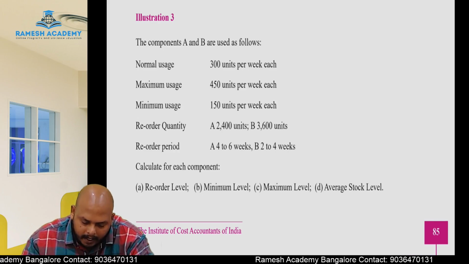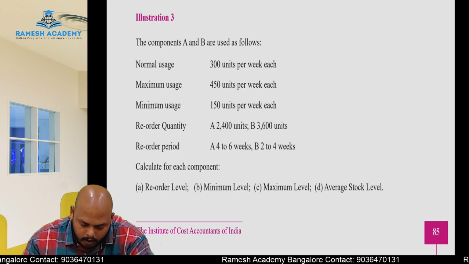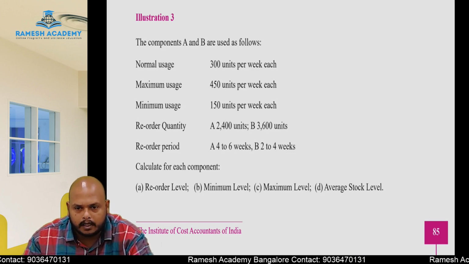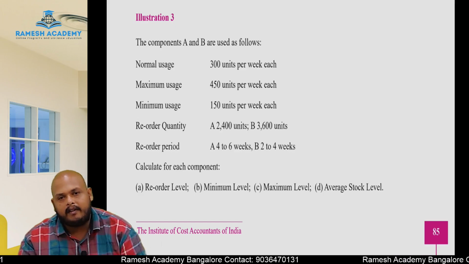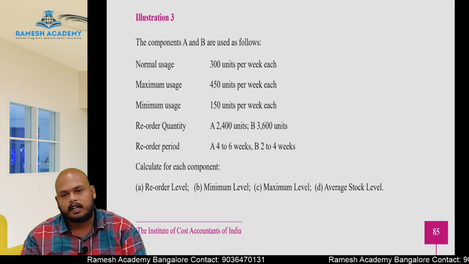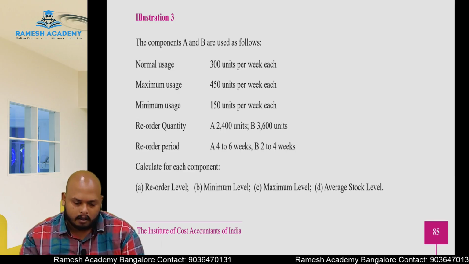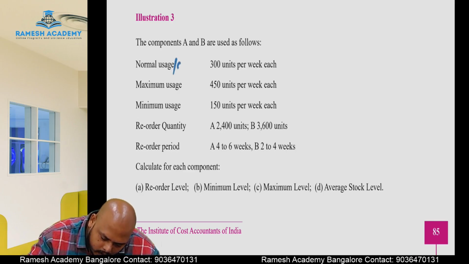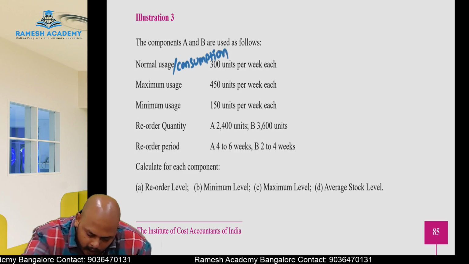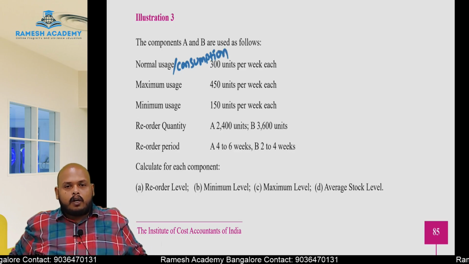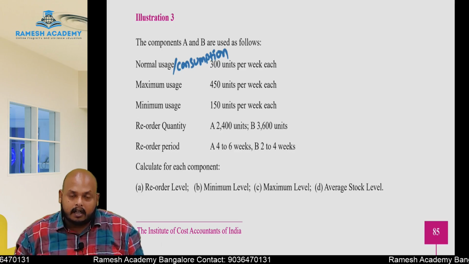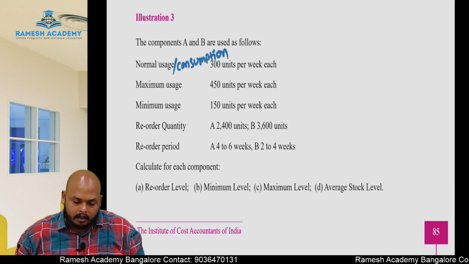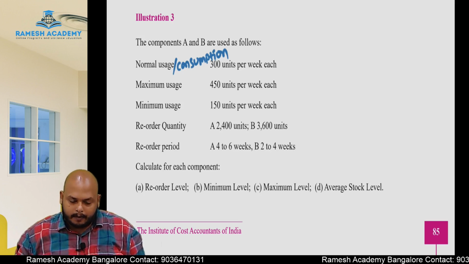The components A and B are used as follows. They are giving two components, one is A, another one is B. Normal usage is nothing but average consumption, Nana. Usage or consumption, both are the same. So normal usage is nothing but average usage. What is the average usage, Nana? 300 units per week each. What is the maximum usage? 450 units per week each. Minimum usage is how much? 150 units per week each.